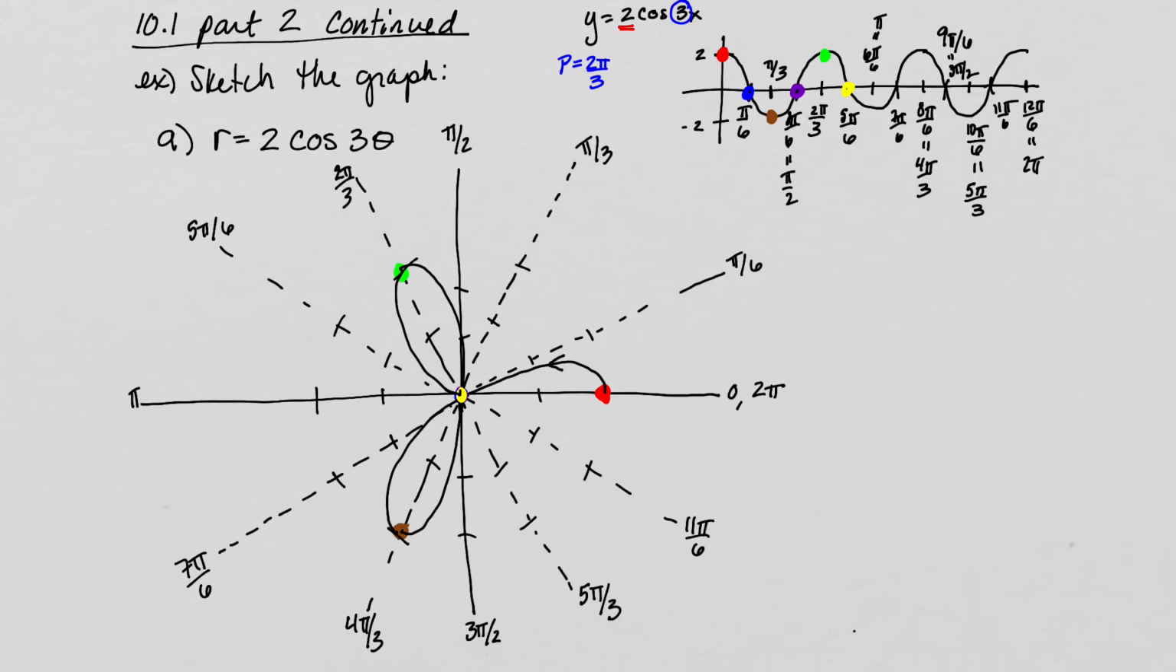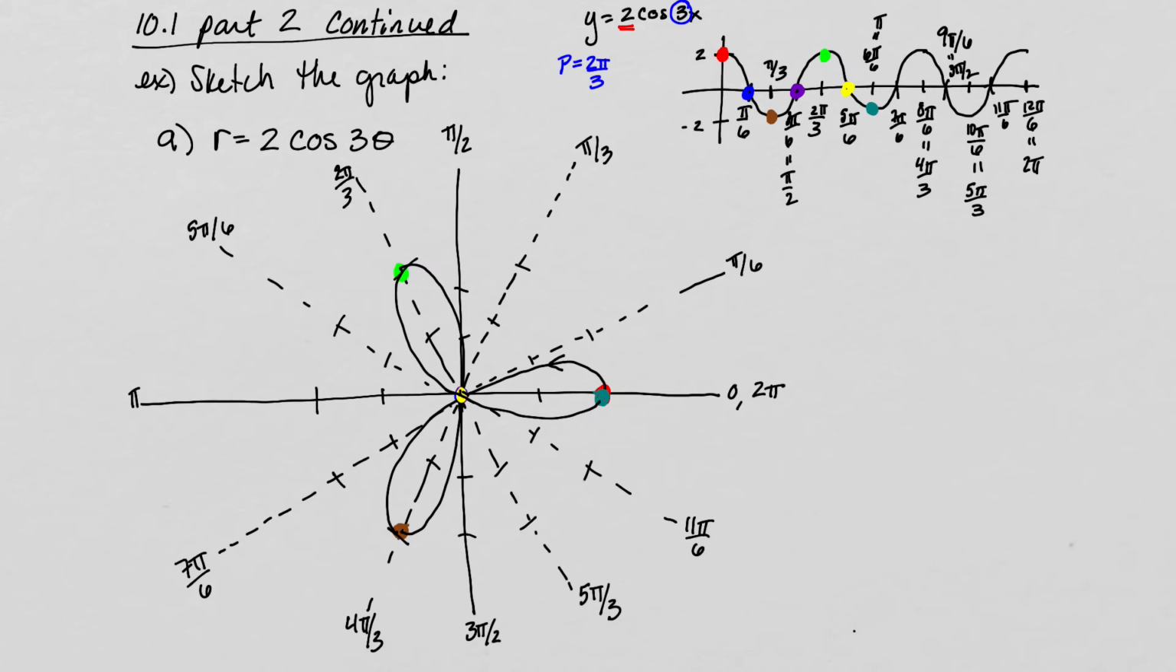Okay, and then I think we need one more color here. So I'm going to do this turquoise. So at pi, right, we're at negative 2. So here's the pi spoke. But since I want to go negative 2, I'm actually going to end up back over here where this red dot was. So we're going to end up here. And we're curving that way.